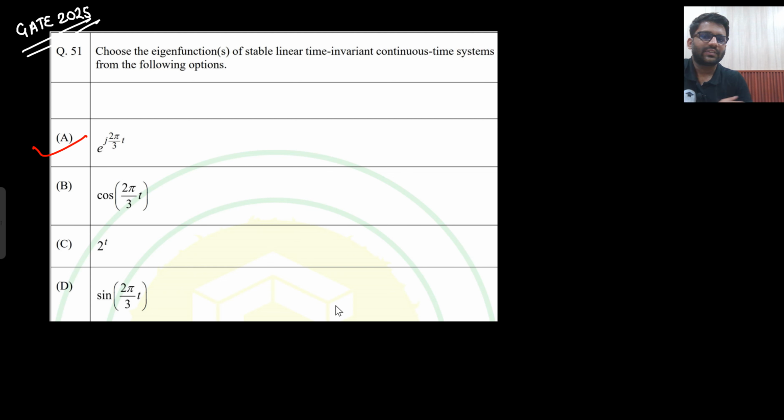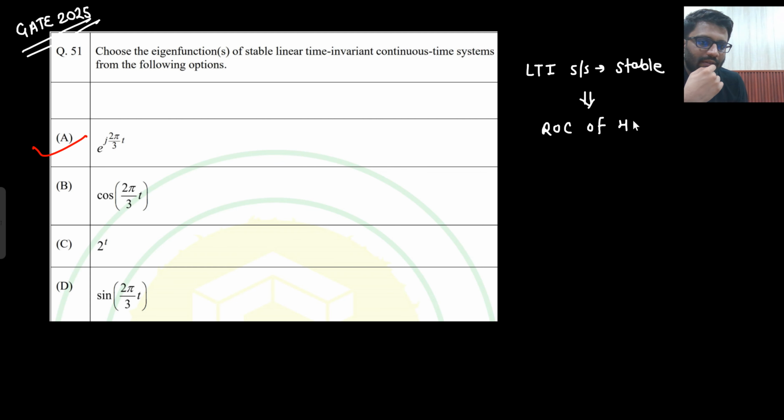Choose the eigenfunction of a stable LTI system. What is given? Your LTI system is stable. Nothing else is given. That is the only information. If the LTI system is stable, what does that mean? That the ROC of H(s) includes the j omega axis. LTI system is stable means h(t) is absolutely integrable, which means the ROC of H(s) will include the j omega axis.